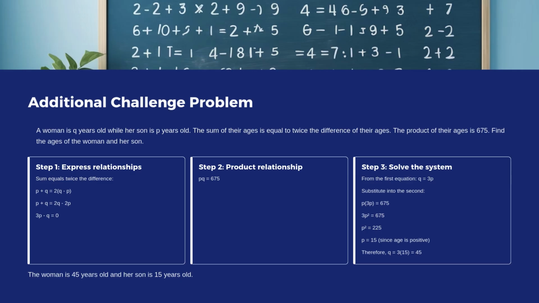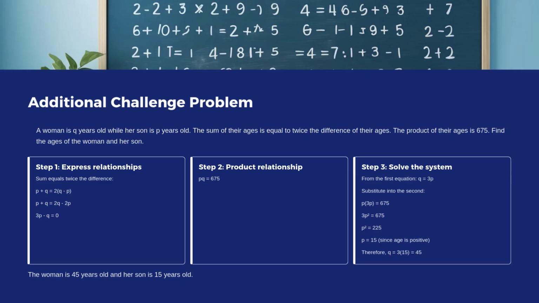Step 2. Express the product relationship. P multiplied by Q equals 675. This is obtained from the statement: the product of their ages is 675. Step 3. Solve the system. From 3P minus Q equals 0, we get Q equals 3P. This is obtained by adding Q to both sides, and then dividing both sides by 1, which isolates Q as 3P. Substitute Q equals 3P into P multiplied by Q equals 675.